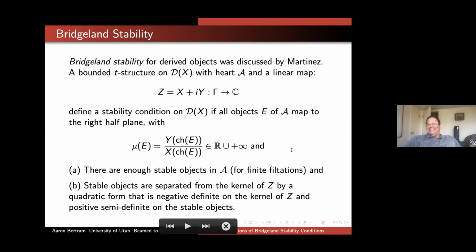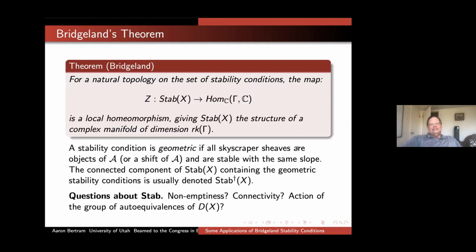So with that pseudo definition, the theorem, Bridgeland's theorem, is that there's a pseudo metric on the space of stability conditions, giving it a topology, such that the map Z to Hom is a local homeomorphism. This gives Stab X the structure of a complex manifold.